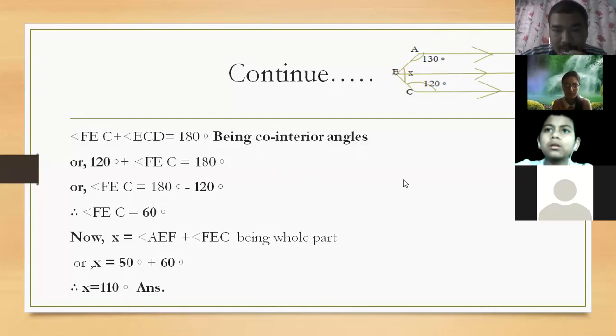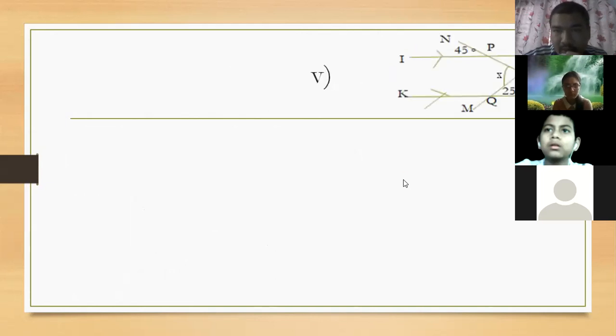Now look here. In this next one, next question also look. In this question also we have to do construction. This RO should be drawn parallel to IJ and KL. Then this middle angle is divided into two parts. Okay.